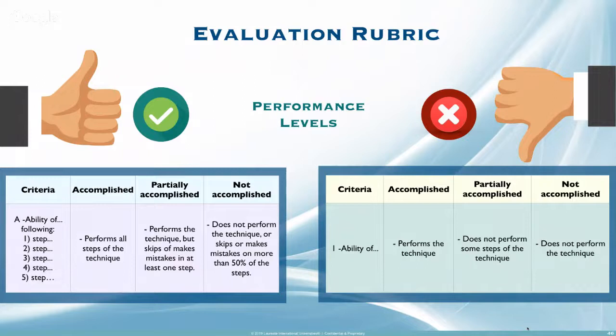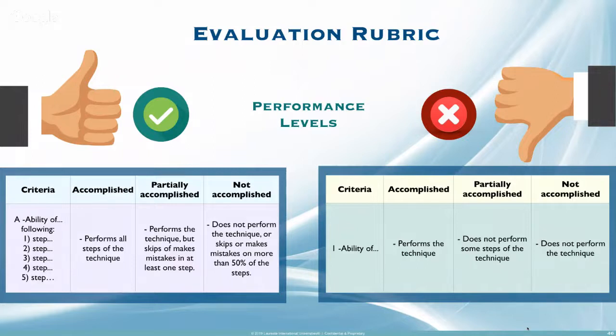So for accomplished level, we need to describe exactly what we are considering accomplished. Here, we are considering accomplished when the student performs all steps of the technique. It's different to say, as we see in the table to the right, performs the technique. Performs how and do what? So we need to be very specific. Performs all steps of the technique, and the steps are described in details in the criteria.